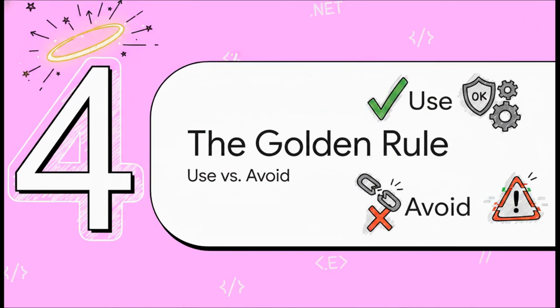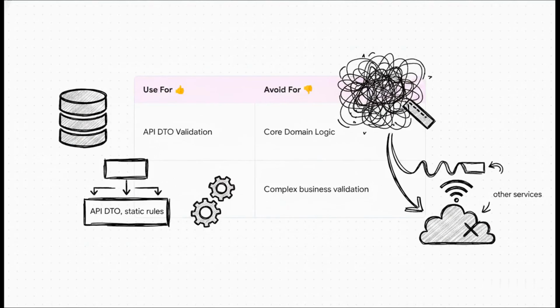Which brings us to the most important part of this whole conversation, the golden rule. The real mark of a good developer isn't just knowing the tools, it's knowing when to use them, and just as importantly, when not to. So here's the simple takeaway, the cheat sheet, if you will. You should absolutely use data annotations for validating the DTOs at the edge of your API. They are perfect for defining the shape of your data, simple, static rules. But, and this is the critical part, keep them away from your core domain logic. The moment your validation gets complex or needs to talk to a database or might change based on business needs, that's your sign to use something else.